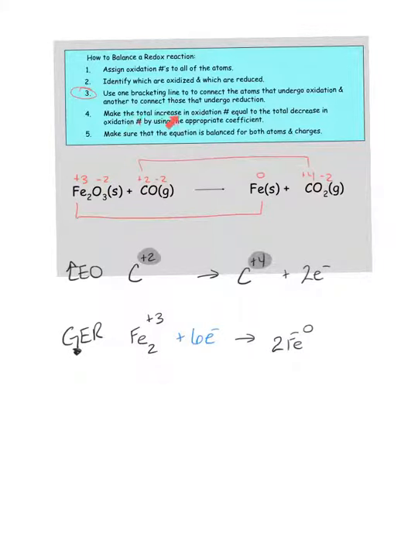Make the total increase in oxidation number equal to the total decrease in oxidation number by using the appropriate coefficient. And then make sure that the equation is balanced for both atoms and charges. This is what we're working on right now. We have to balance these charges. So here's how we're going to do that.